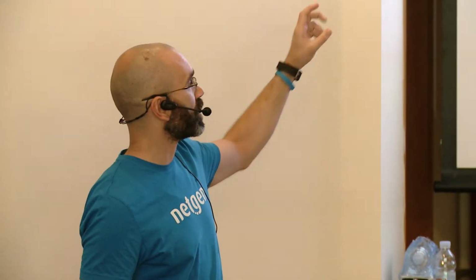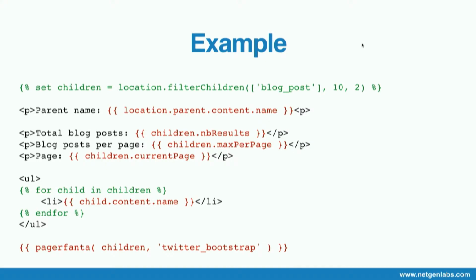One example of this: have the location automatically resolved in the template and injected there, and then you can filter blog posts with some pagination parameters. You can easily output parent content name, and you can display some metrics, number of results, max per page. You can iterate. This is actually a pager Fanta instance, and you can easily generate your pagination. This is what we got with the second big update. And again, about a year passed by, and we used this, and it was very, very useful.